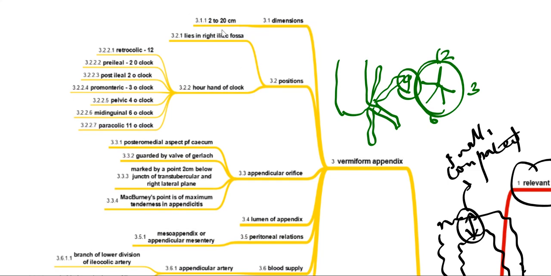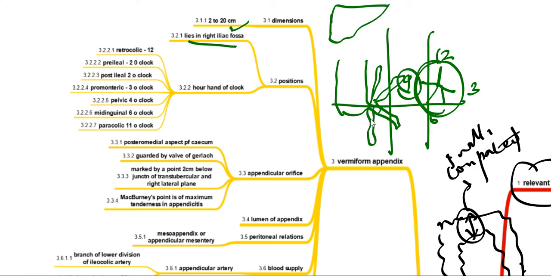It is 2 to 20 centimeter long. It lies in the right iliac fossa. Here the liver is present, and here the right side, right iliac fossa, the appendix is present.